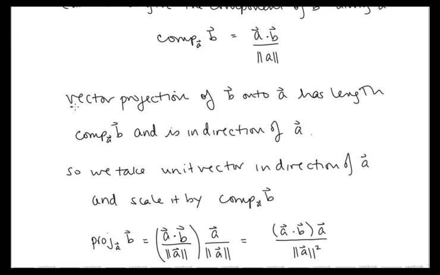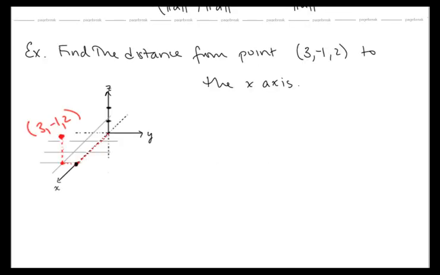That's vector projection. In lesson 1, we found the distance from the point 3, negative 1, 2 to the x-axis by recognizing that the point on the x-axis closest to this point was 3, 0, 0, and we took the distance between those 2 points. But vector projections gives us another way in which we can solve this problem.